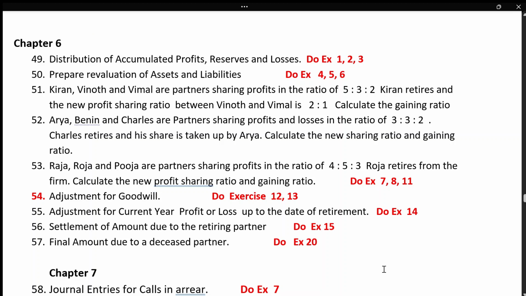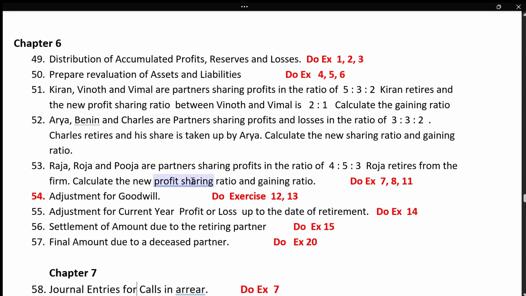Chapter 6: distribution of accumulated profits, reserves and losses. Journal entries you have to pass. Revaluation of assets and liabilities, journal entry, and you have to show the revaluation account. And simple gaining ratio and calculation of new ratio on retirement. Here in the first one, old ratio and new ratio are given. You have to find only the gaining ratio. And the retiring partner's share will be taken up by only one partner. So that is also easy to find.